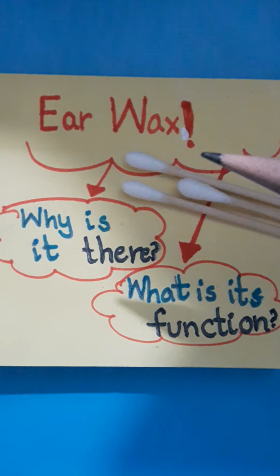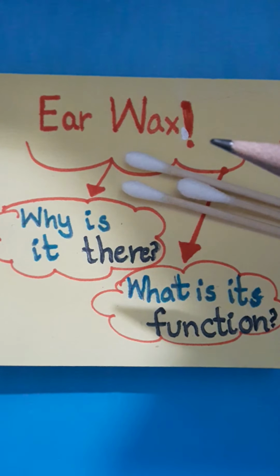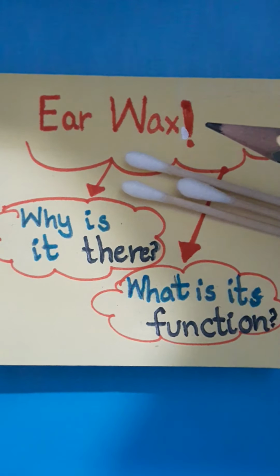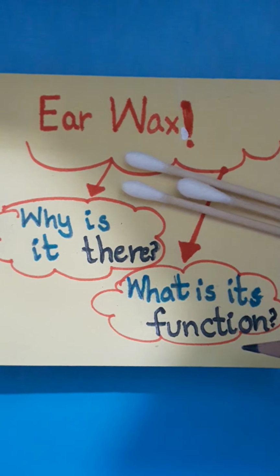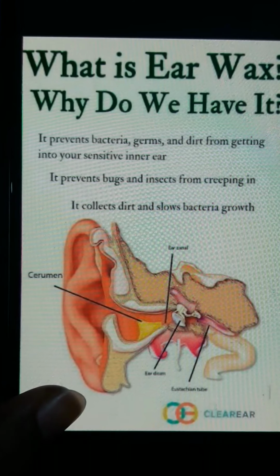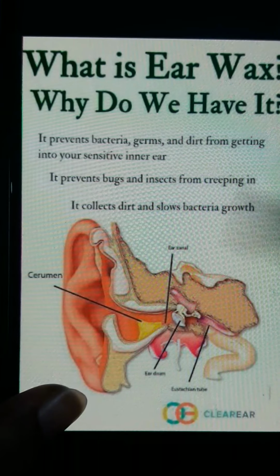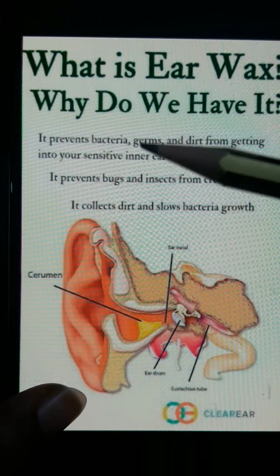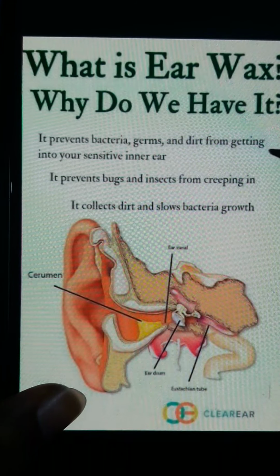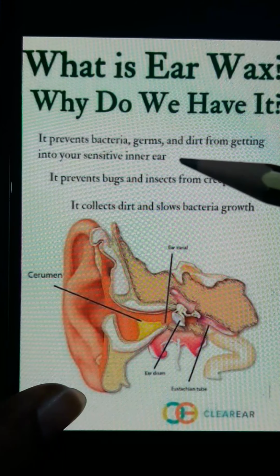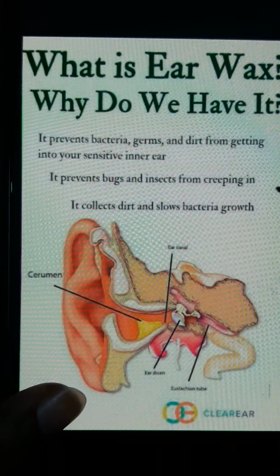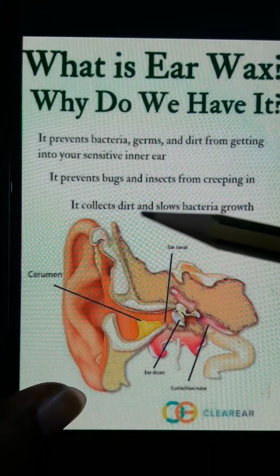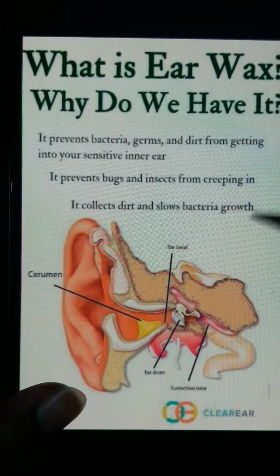Dear students, before we end this lesson, there are a few questions which come to our mind by reading about the ear structure. Number one is earwax. Why is it there, and what is its function? So dear students, what is earwax and why do we have it? Basically, it prevents bacteria, germs, and dirt from getting into your sensitive inner ear. And it prevents bugs and insects from creeping in. It collects dirt and slows bacteria's growth.